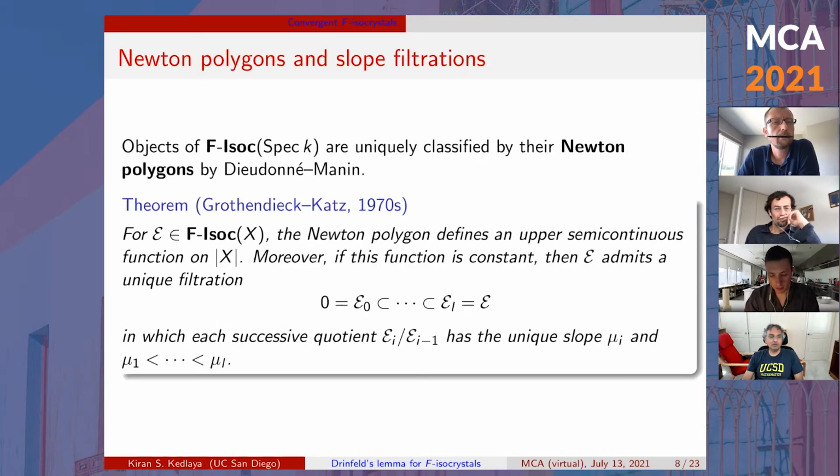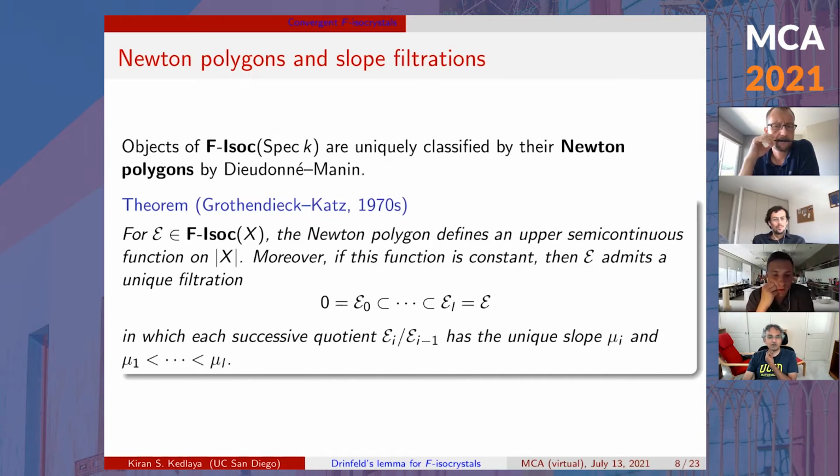Let me recall that if you take convergent F-isocrystals over a geometric point, then the Dieudonné-Manin theorem gives you a classification of these things. The Newton polygon turns out to be a complete invariant. So there's a discrete invariant for these things. There's not even any problem with extensions. The category is semi-simple. That's only true over a geometric point, though. It's not true over more general bases.